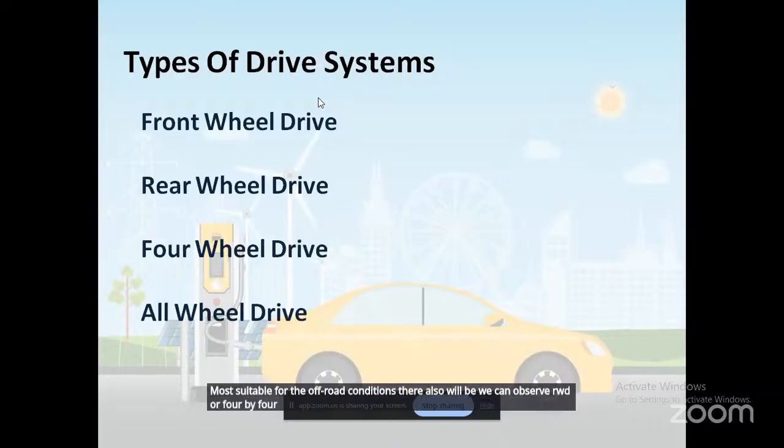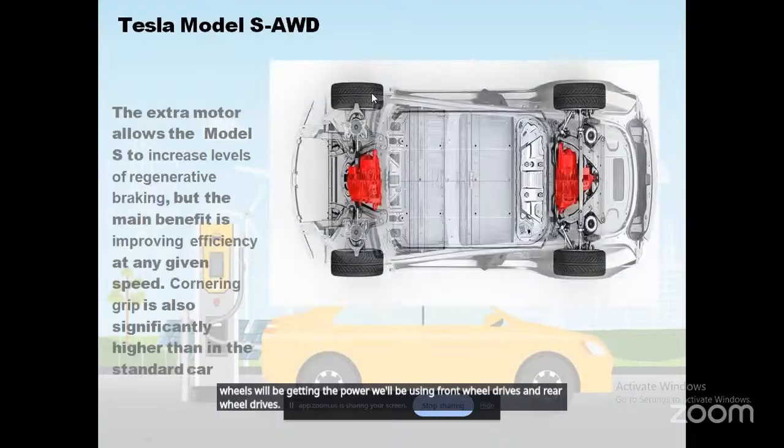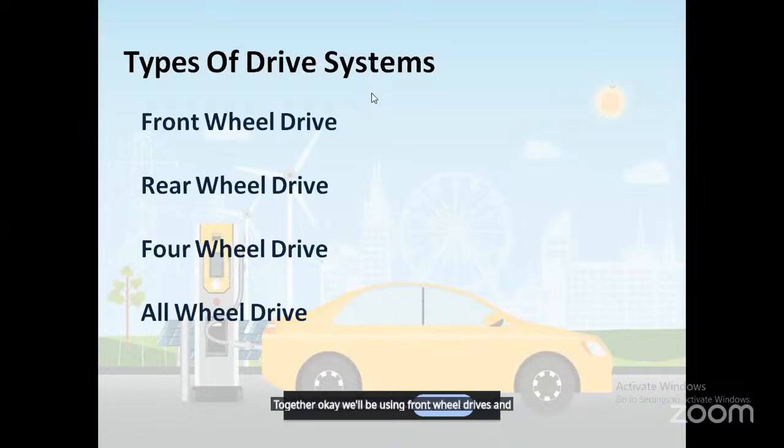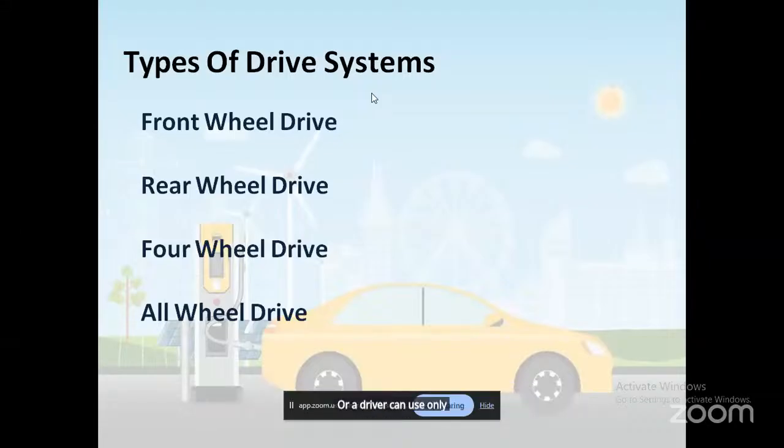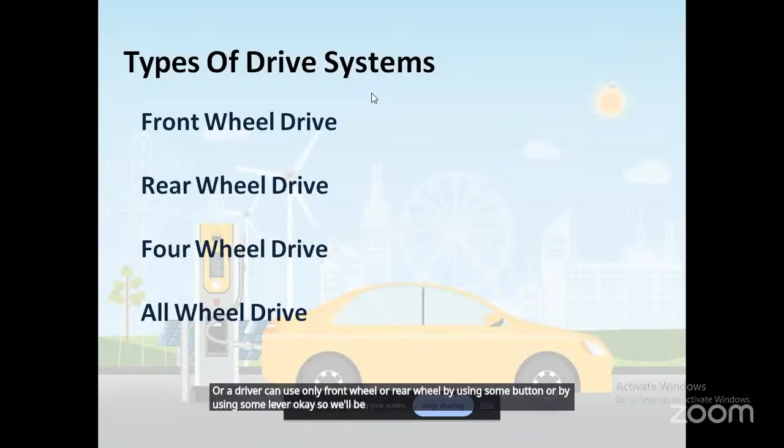Then whenever we come to the Hummer, which someone asked about in yesterday's session, there will also be 4x4. All four wheels will be getting the power. We'll be using front wheel drive and rear wheel drive together. In a four wheel drive system, the driver typically has to manually engage the four wheel drive mode, or can use only front wheel or rear wheel, by using some button or some lever.